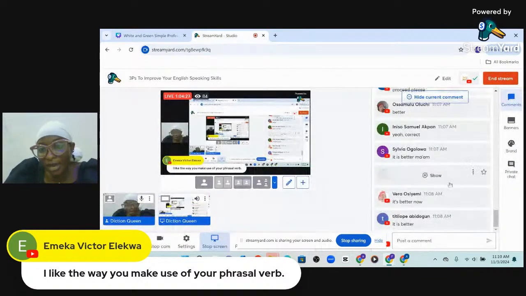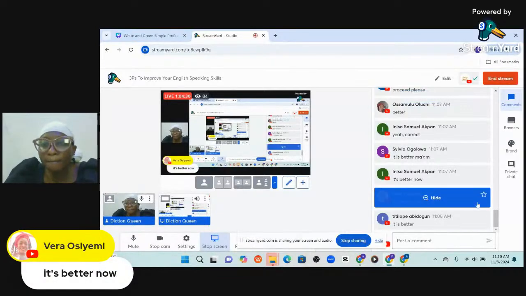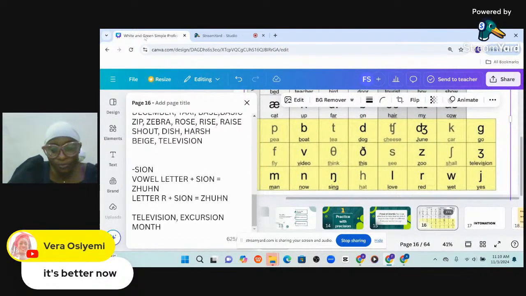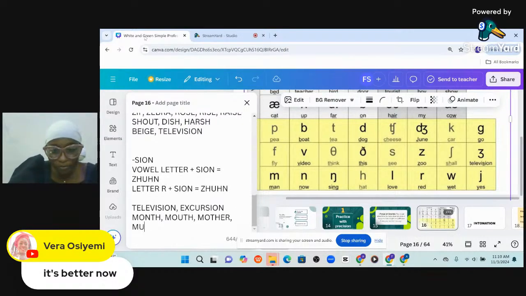And the first sound is m. We have it in the word month, mouth, mother, murder. Month. So it's not happy new month. Remember, it has th. Happy new month. Month. Mouth. It has th. Mother.